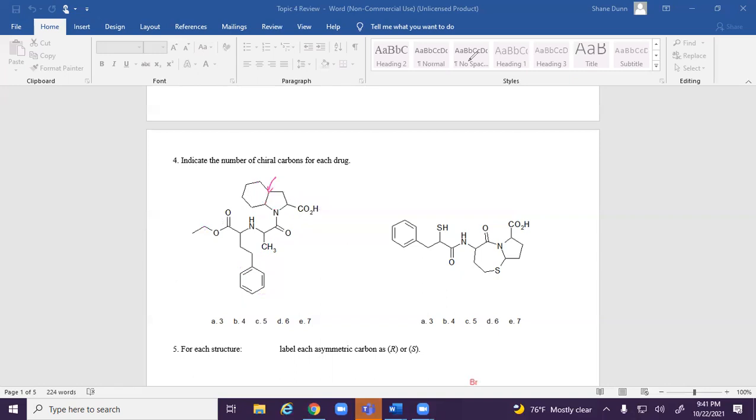This one? Okay. This guy right here. So, carbon bonded to hydrogen, bonded to CO2H, going this way, CH2, bonded to CH2, bonded to CH2. Going down here, CH bonded to nitrogen. That's why it's chiral.